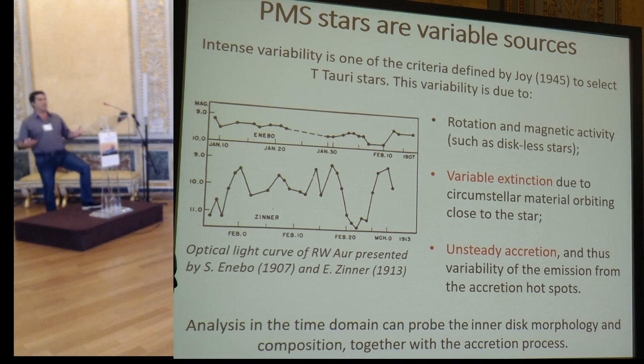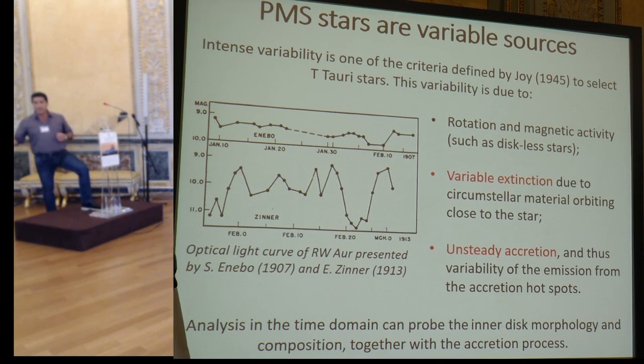Now, what is the source of this variability? Like stars without disks, the stars may vary because of rotational modulation due to dark spots in the photosphere, or magnetic activity, like flares, for instance. But there are also other phenomena, for instance, variable extinction, because there is circumstellar material which can orbit very near the star. And this material can obscure the star during the rotation, producing variable extinction.